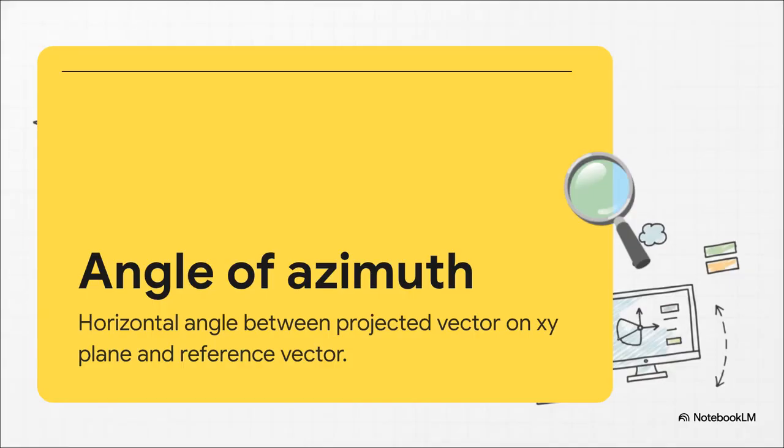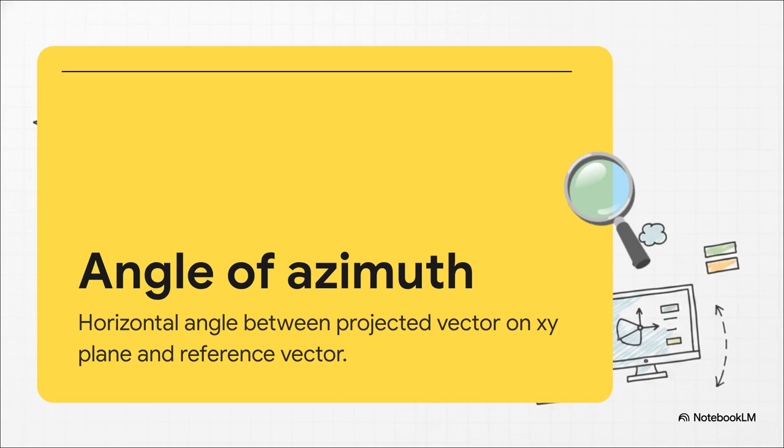So the really crucial point here is understanding these 2 angles, which we've pulled straight from the source notes. The angle of azimuth, represented by the Greek letter phi, is our horizontal angle. Imagine you're standing flat on the ground, and you just turn your entire body left or right. That physical rotation, that's phi.